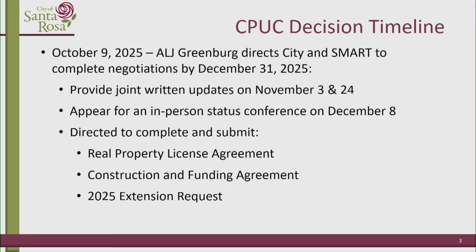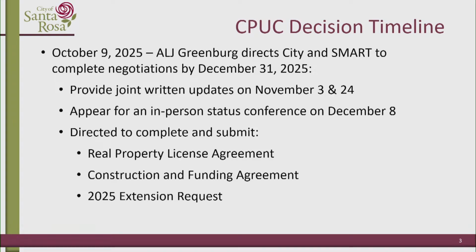Following the October 9th discussion with the administrative law judge, we were directed to do three things. We were directed to conclude activities with the real property license agreement, a construction and funding agreement, and a submission of our petition to modify the decision to have the at-grade crossing by December 31st of this year. We were directed to provide an update on November the 3rd, another update on November the 24th, and to appear in person next Monday on December the 8th to provide status updates through the course of that time.